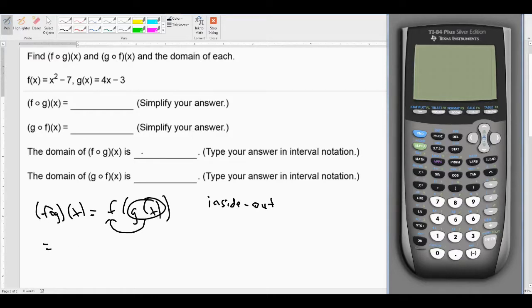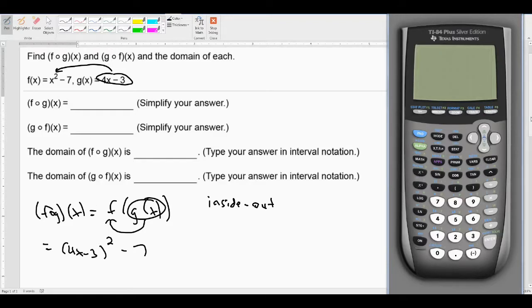So what you're really doing is taking this 4x minus 3, which is our g of x. We're going to substitute it into the outside function, the f function, for x, wherever x is. So instead of writing down the x, I'm going to leave blank parentheses squared minus 7, because g goes inside the f. G is 4x minus 3, so that's what goes in there.